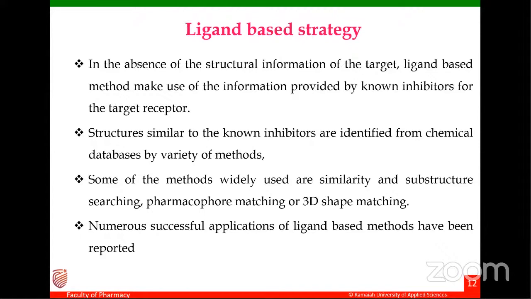Here, structures similar to the known inhibitors are identified from chemical databases by a variety of methods. Yesterday, Krishnamurthy sir explained the n number of databases, the ZINC database, the ChEMBL database, and many others. From those databases, you can select only the substructure set and try it for a particular target. This involves pharmacophore matching or 3D shape matching. Numerous successful applications of ligand-based methods have been reported.